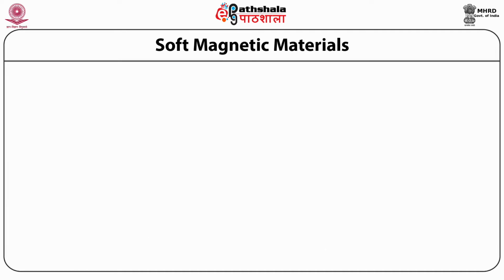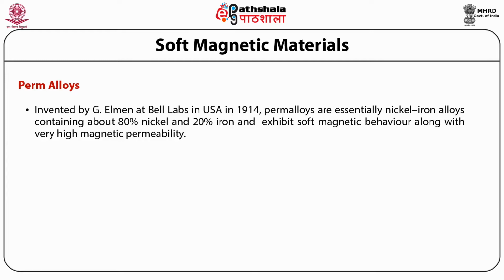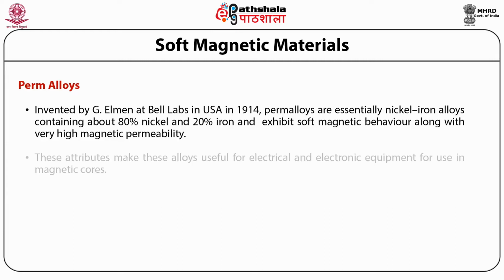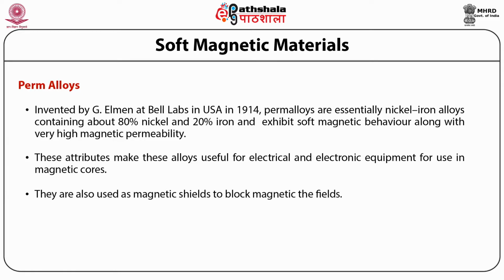The next type of soft magnetic material is the permalloys. The permalloys were invented by G. Elmen at Bell Labs in USA in 1914. The permalloys are essentially nickel iron alloys containing 80% nickel and 20% iron, and they exhibit soft magnetic behavior along with a very high magnetic permeability. These attributes make these alloys useful for electrical and electronic equipment for use in magnetic cores. They are also used as magnetic shields to block magnetic fields.